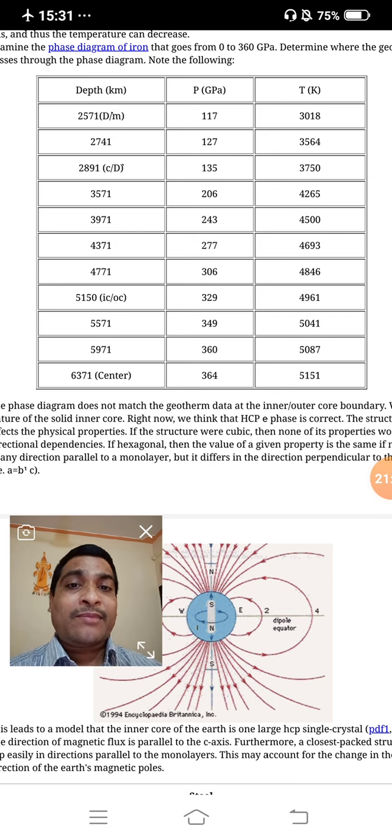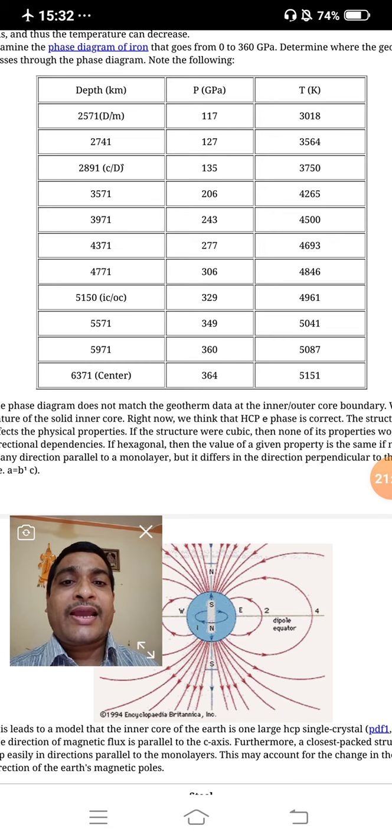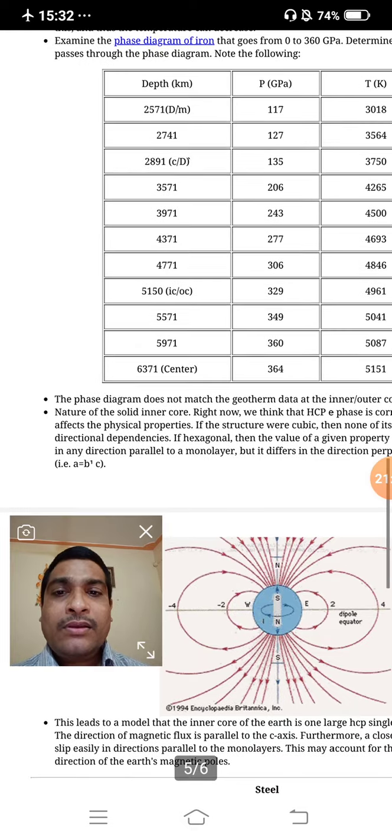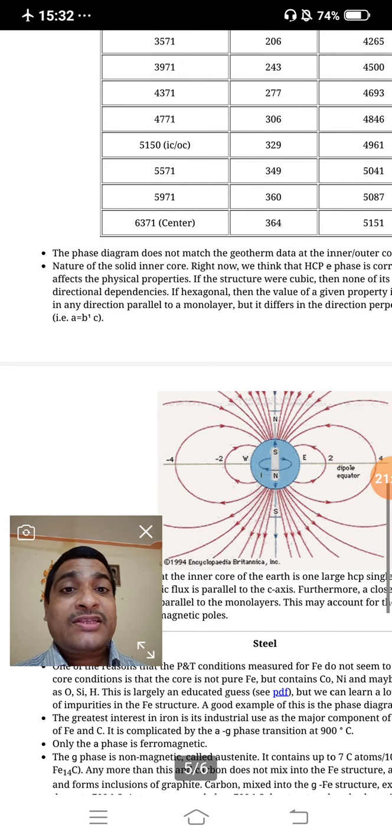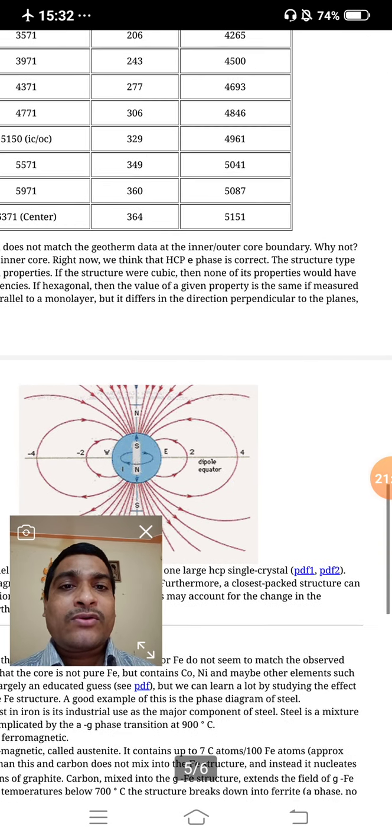At 5150 km, the boundary between the inner core and outer core, the pressure is 329 gigapascal and the temperature is 4961 Kelvin. At the center of the Earth the pressure is about 364 gigapascal and the temperature is about 5151 Kelvin. Okay. The phase diagram does not match the geothermal data at the inner and outer core boundary.